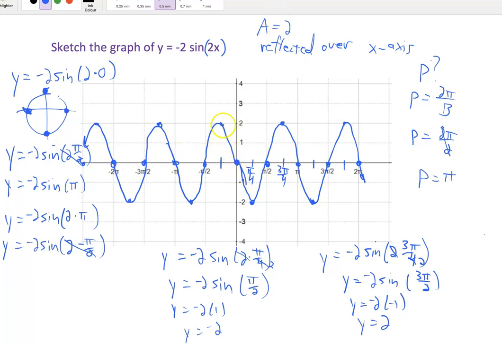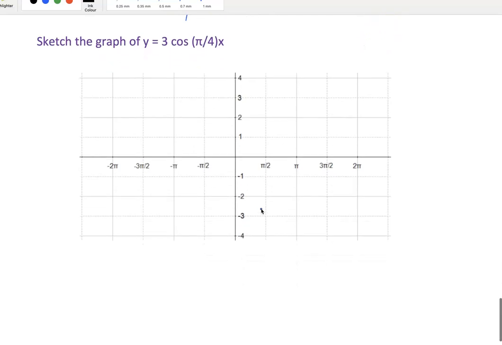Is A 2? Yeah, I go up and down 2 from my midline. Is it reflected over the x-axis? Yeah, generally sine goes up first, and so what happened here? It's going down first. And is your period pi? Yes, it repeated after pi. All right, one last one, and we'll call it a day.